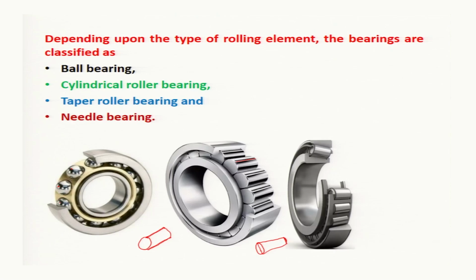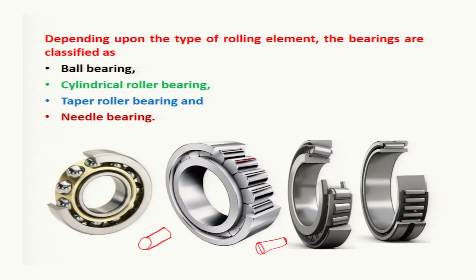Then needle bearing. What is the difference between the cylindrical roller bearing and the needle bearing? Here the diameter of the cylinder is smaller in comparison to the length, and here the diameter is appreciable in comparison to the length. So the needles will look like this in comparison to this cylinder.